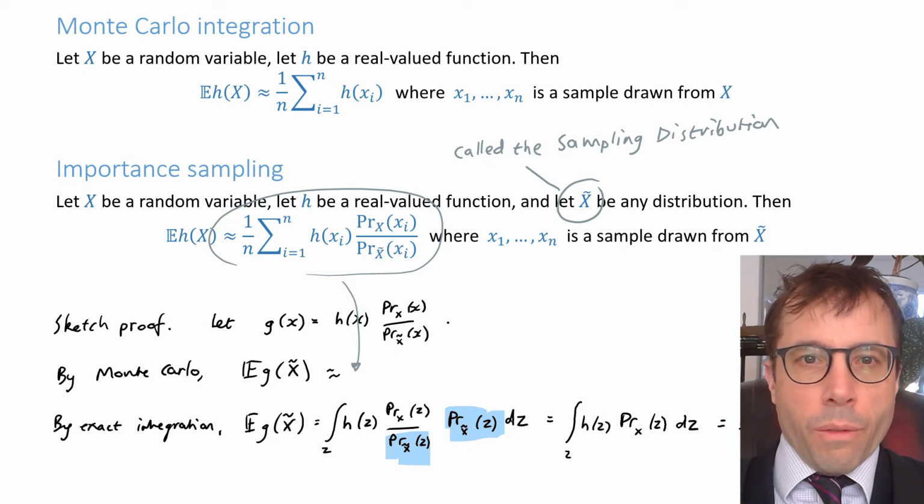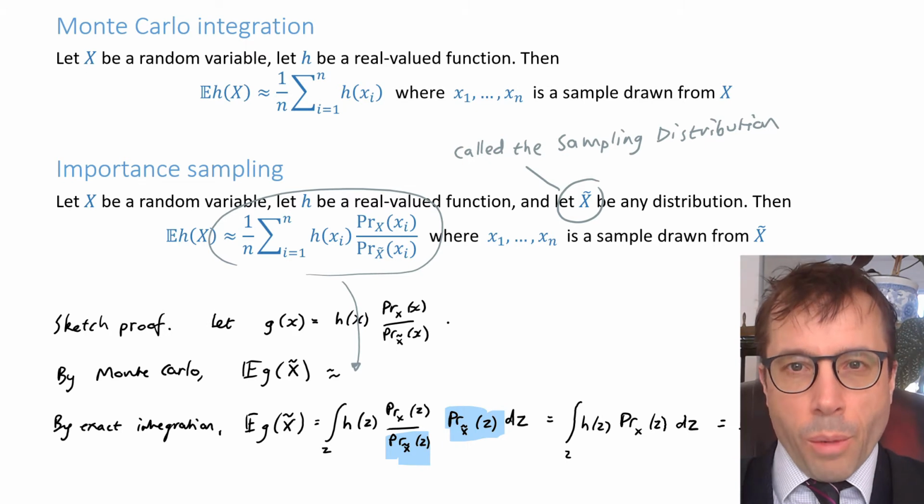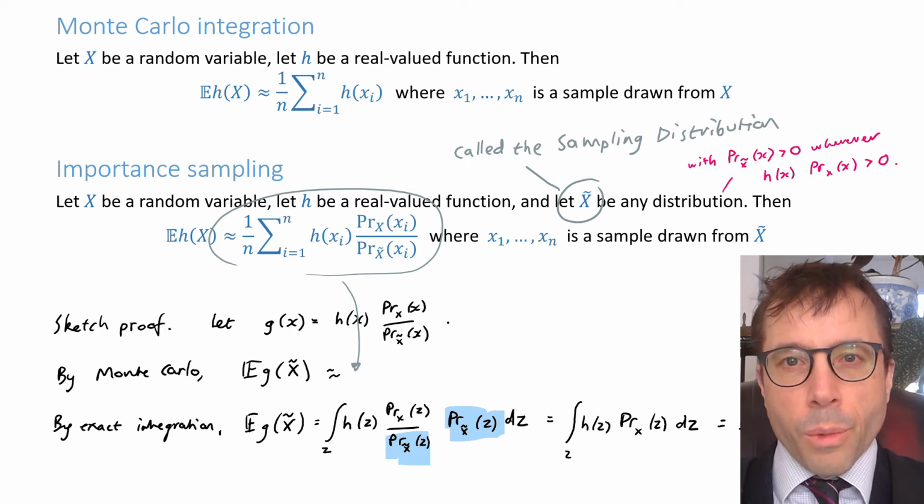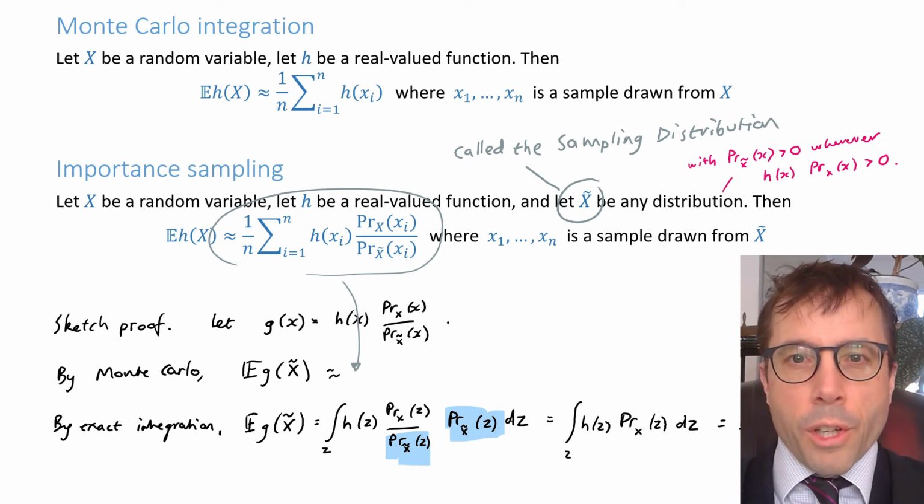Well, sort of. I was actually a bit sloppy and I didn't take proper care about division by zero. There's a minor technicality. I should really have said this whole procedure works for any sampling distribution at all as long as it doesn't give divide by zero problems. It needs to have positive likelihood wherever h of x times the likelihood of x is positive. That's just a technicality, and it's easy to satisfy by choosing pretty much any sane sampling distribution. But the overall message that this procedure works for any sampling distribution x tilde, that's the message to take away.